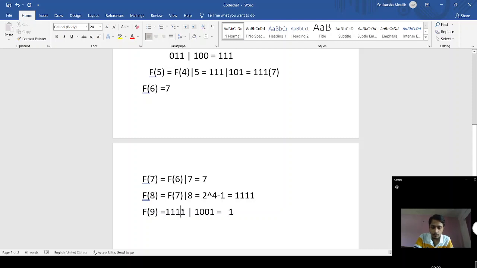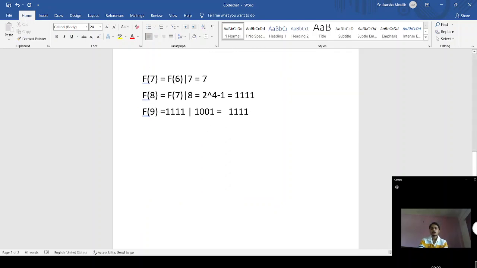If you are not able to follow this I am showing it. So for this bit also, for this bit also, for this bit also, the bits in the result at these positions will be 1. In other words, the answer will be 1111. Okay.